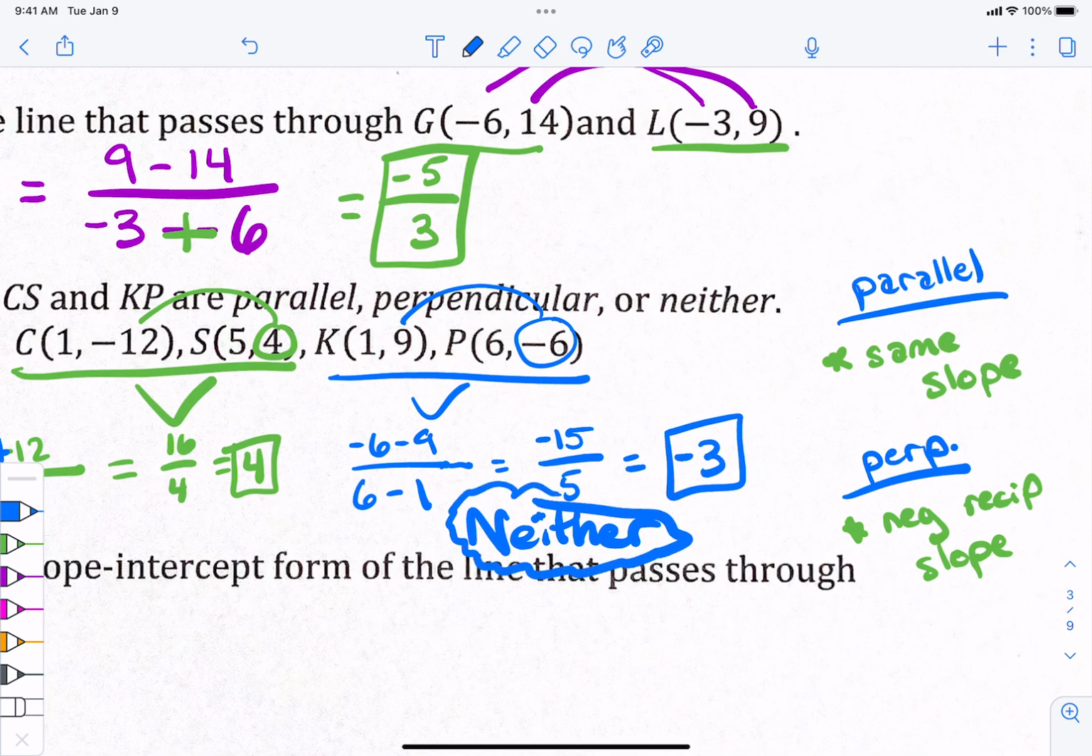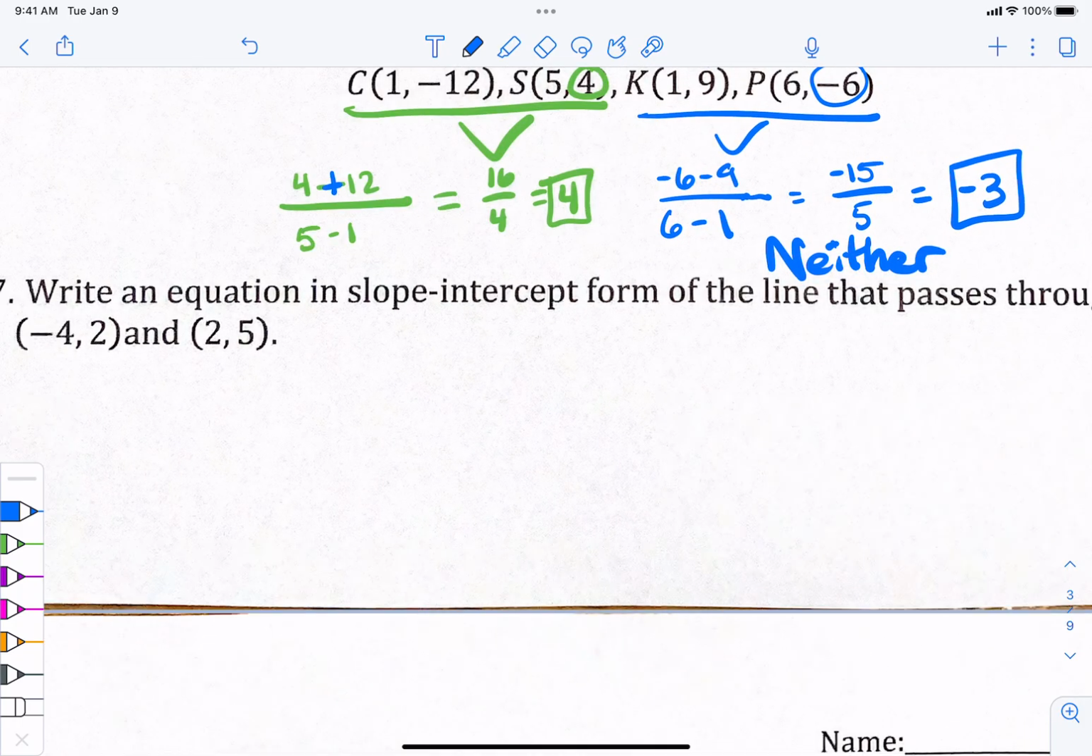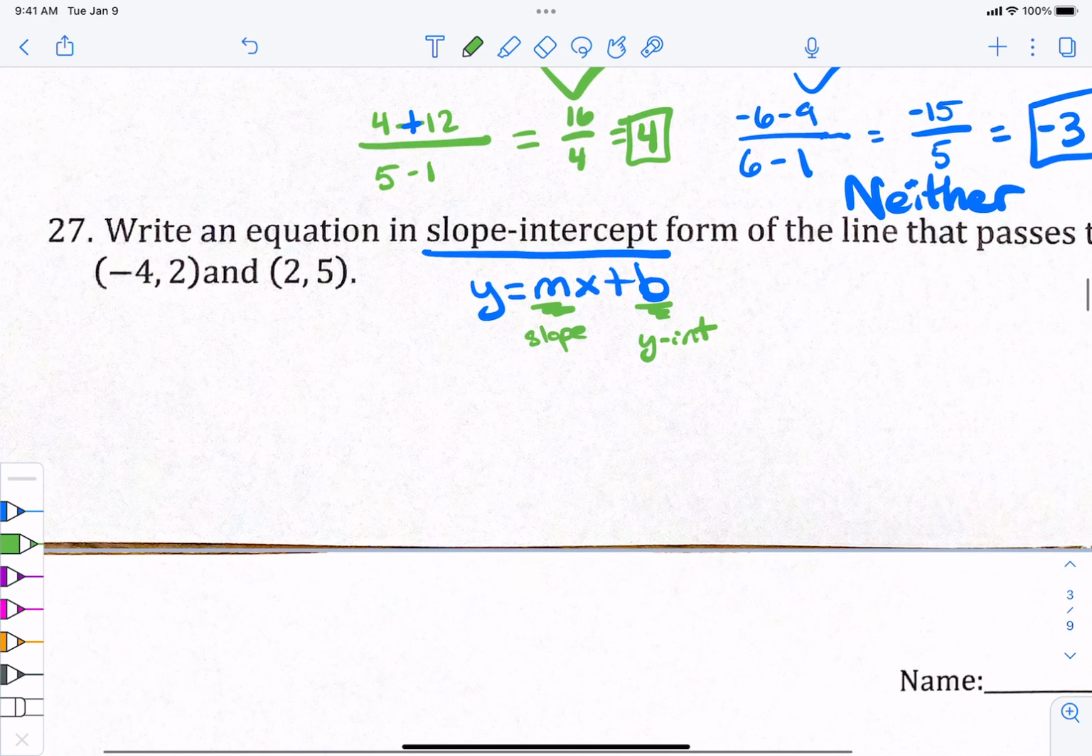Okay, now we're going to write an equation in slope-intercept form. What is slope-intercept form? y equals mx plus b. We need to find the m, which is the slope, and the b, which is the y-intercept, of the line that passes through these two points. Which one do we find first, m or b? m, and we know how to find m.